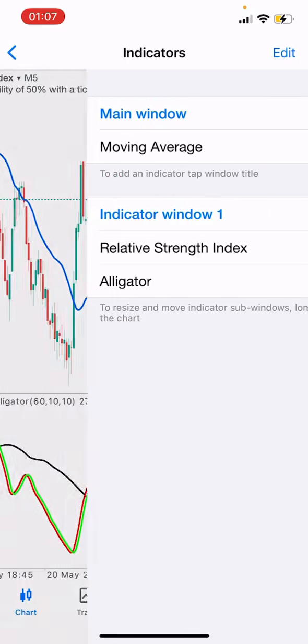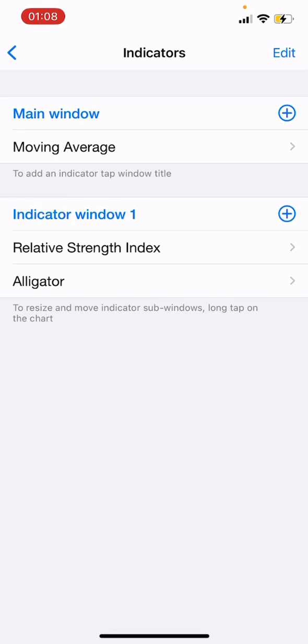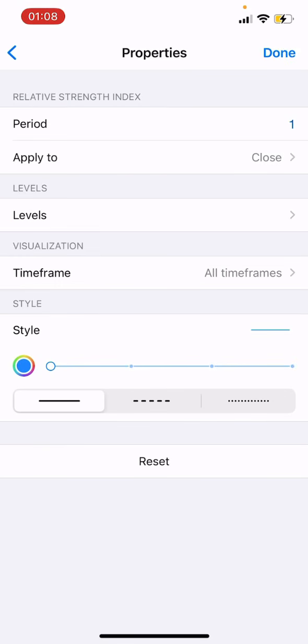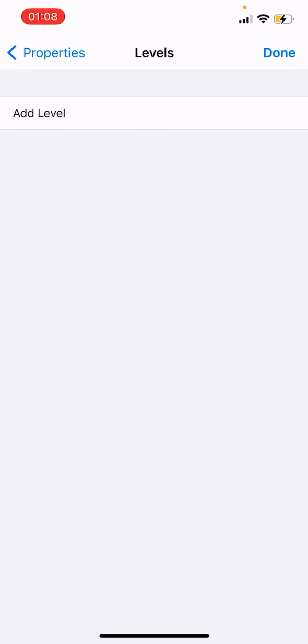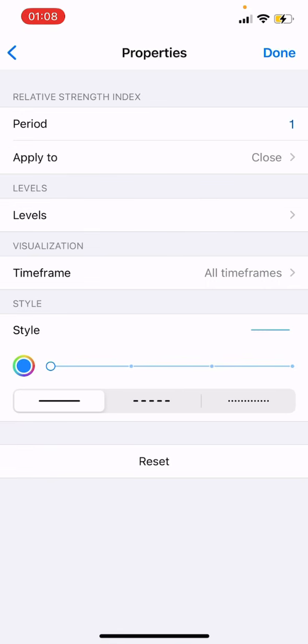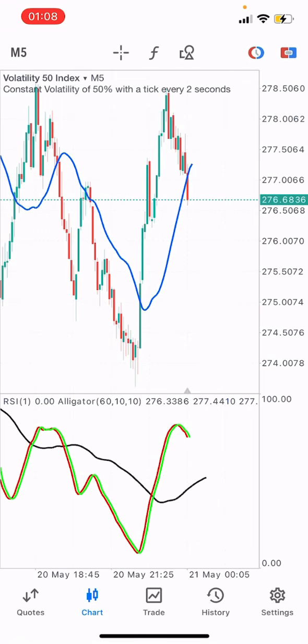The next indicator is the relative strength index, RSI. Give it period 1. After giving it period 1, apply to should be close. Then the levels, you shouldn't have any level. Don't add any level. After doing that, you click on done. Even if you have a level on your RSI by default, please delete the level and click on done. Then you give it any styling you want, any color, and then you click on done. So you should have an empty RSI with no levels.